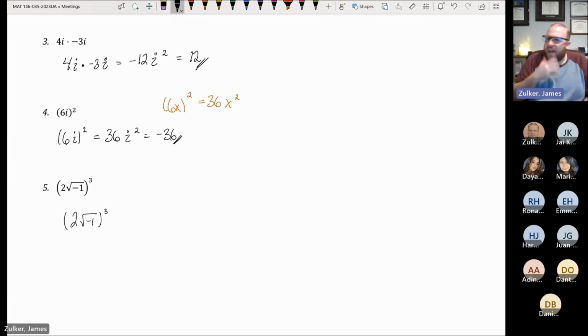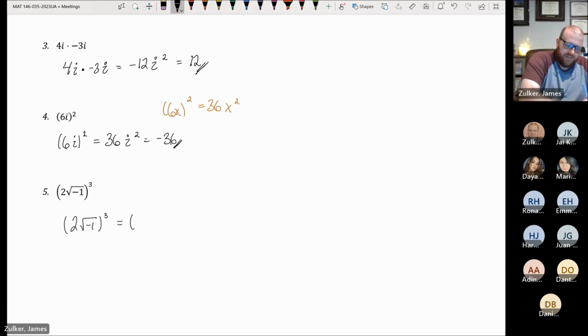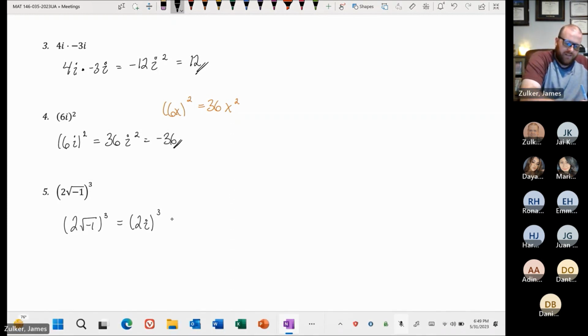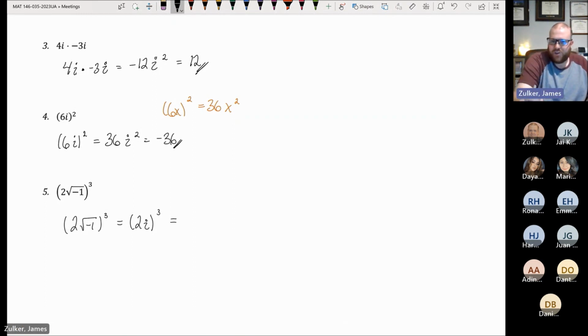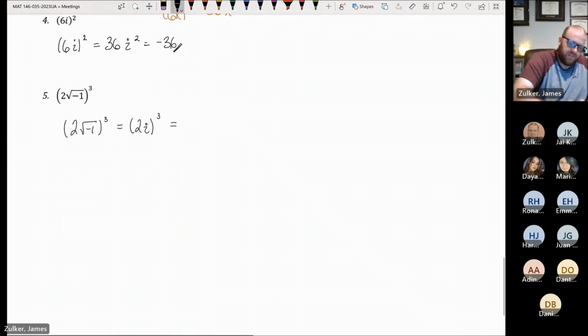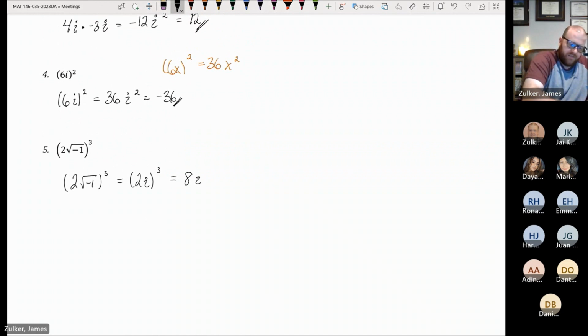All right. 2 times the square root of -1, quantity cubed. Sorry. So same thing. First, write this in the form of a plus bi. That'd be (2i) quantity cubed, right? Root -1 is i. Distribute the cube through to each term. 2 cubed is what? So we'd have 8 times i cubed.